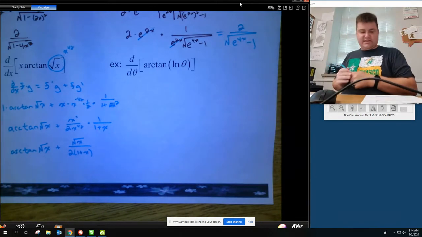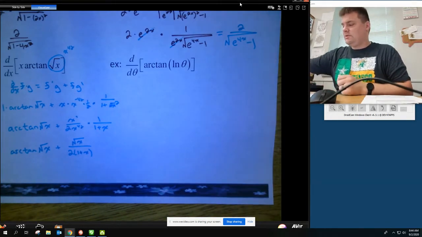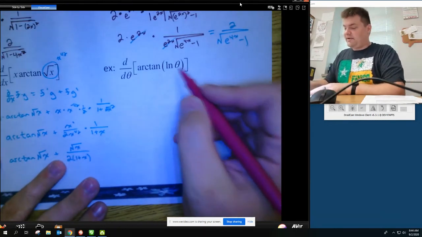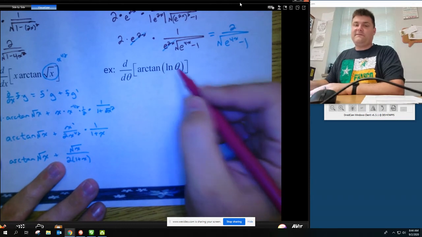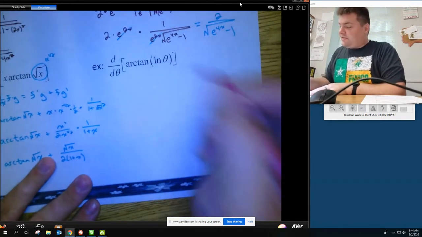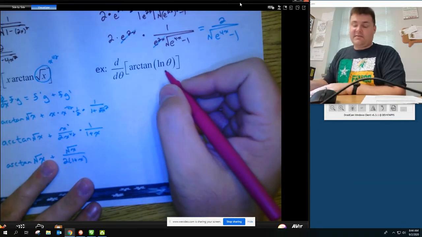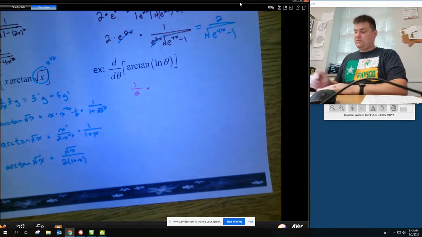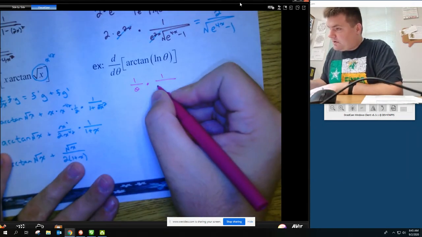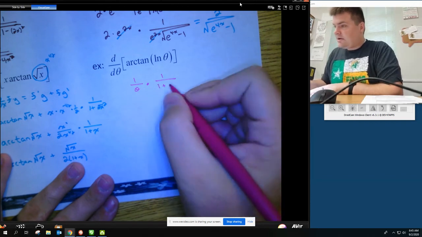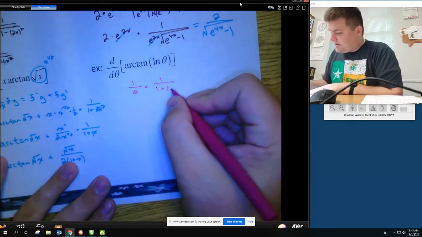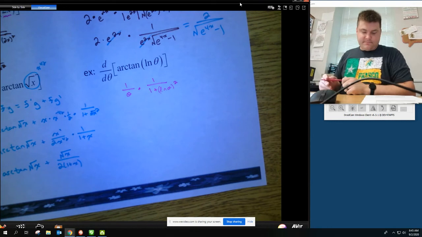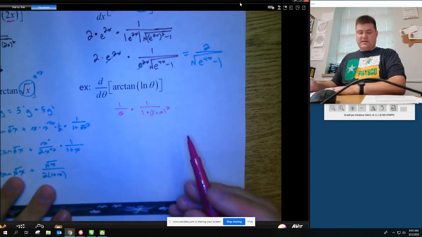Last one here, this one won't take as long, is the arctan of ln of x. Sorry, ln of theta. Make sure whenever you're doing these problems, you use the same variable that they give you. So the derivative of this is going to be the derivative of the inside. The derivative of ln of theta is 1 over theta. Times, you're going to get 1 over 1 plus inside squared. So ln of theta all squared.